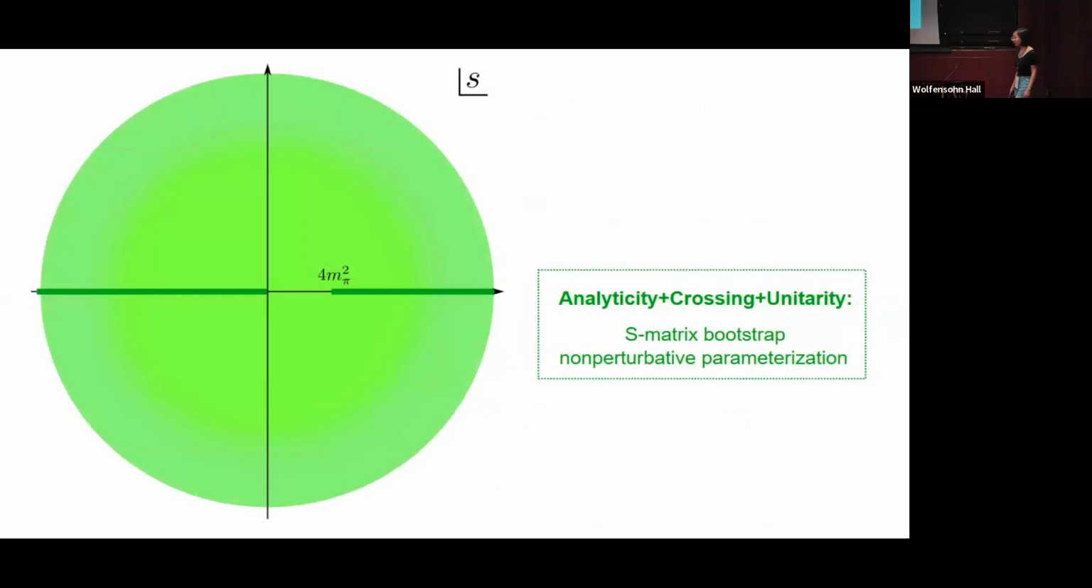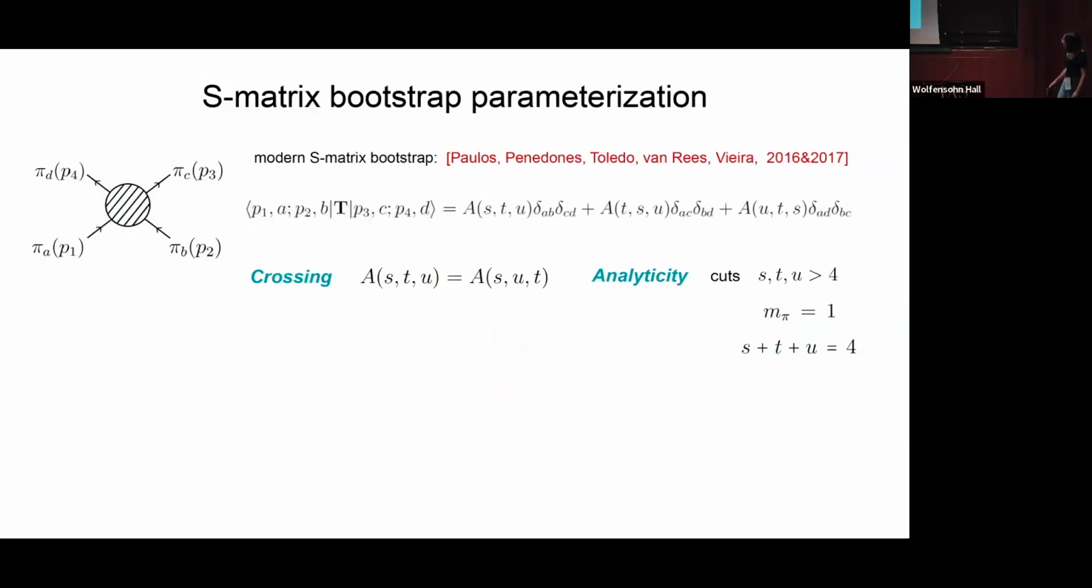So let me start with a brief review of the modern S-matrix bootstrap technology. We consider 2-to-2 pion scattering, and the T-matrix element gives a non-perturbative definition of the scattering amplitude. The scattering amplitude satisfies some consistency conditions. First, crossing requires that it's invariant under the t-u exchange, and analyticity requires that it's an analytic function in the Mandelstam invariants with cuts for s, t, u larger than 4. Here and below at many places, I've taken the mass of the pion to be 1 to set a unit. And also we have an on-shell condition.